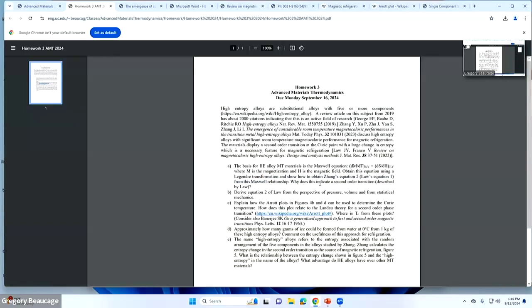So why does this indicate a second order transition? Let's see, what does it say? Obtain this equation using Legendre transformation. Equation 2 from Maxwell. Why does this indicate a second order transition?